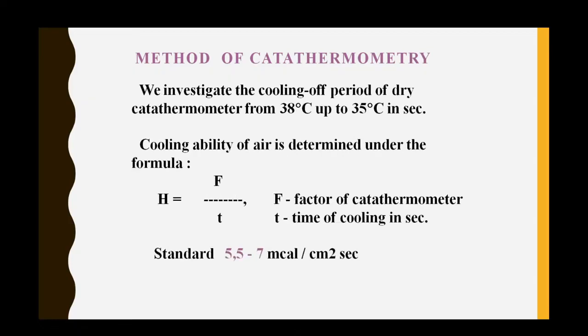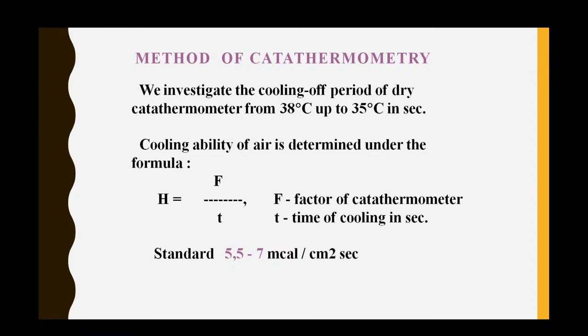One of these methods is the method of rapid thermometry. For this method, a special device is used, the kata thermometer. We must measure the cooling period of the dry kata thermometer. We measure the time of cooling of this device and then calculate by the formula H = F divided by T. With this formula, we calculate the cooling ability of air.